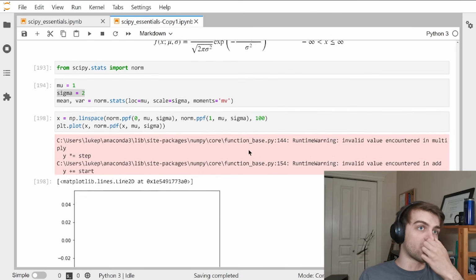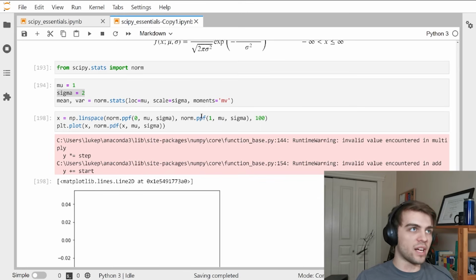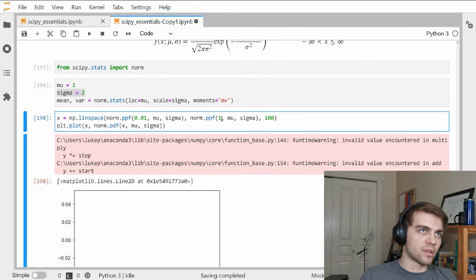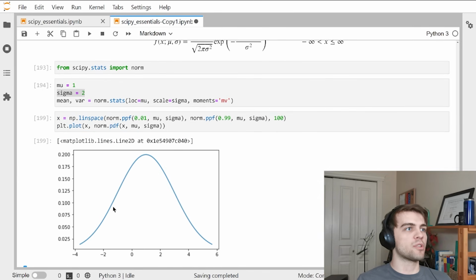And of course, it'll throw the error here. So here I'm going 0 to 1, but that corresponds to negative infinity and infinity, and linspace just won't deal with that. So I need to make sure I give proper bounds here. And then I have my normal distribution, right?